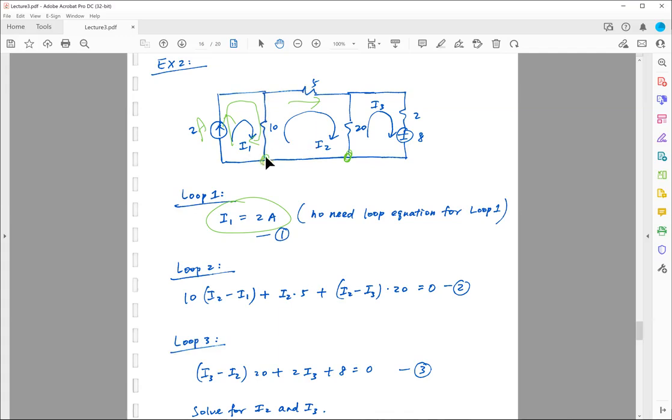Similarly, if you don't like to start from the bottom left, you can also start from the bottom right, or top left or top right. The only thing you have to make sure is that you start at this point and end at the same point so that you complete the loop. If you start on the top right and end up over here, that's not good because you will be missing this 10 ohm resistor. The loop is incomplete, so you will have missing terms in your equation, and the answer will be wrong.